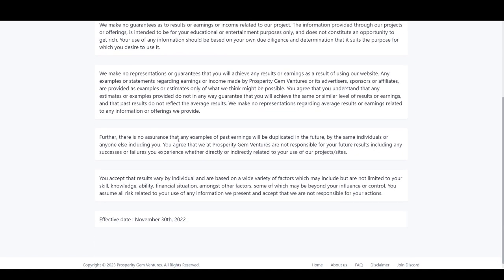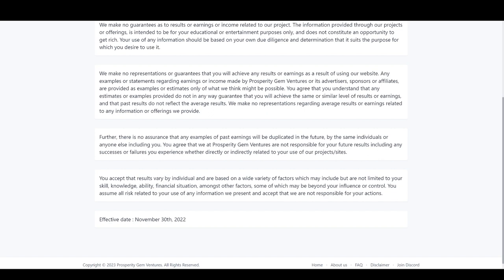Further, there is no assurance that any examples of past earnings will be duplicated in the future by the same individuals or anyone else, including you. You agree that we, Prosperity Gem Ventures, are not responsible for your future results, including any success or failures you experience, whether directly or indirectly related to your use of our projects or sites. Once again, emphasizing, they're not guaranteeing anything, and they're not saying just because they've done certain things in the past, they will do it again.